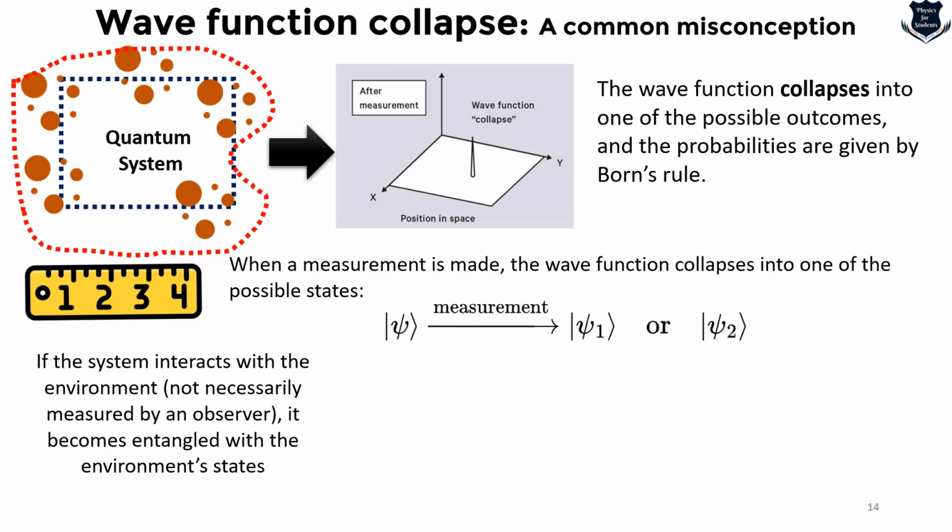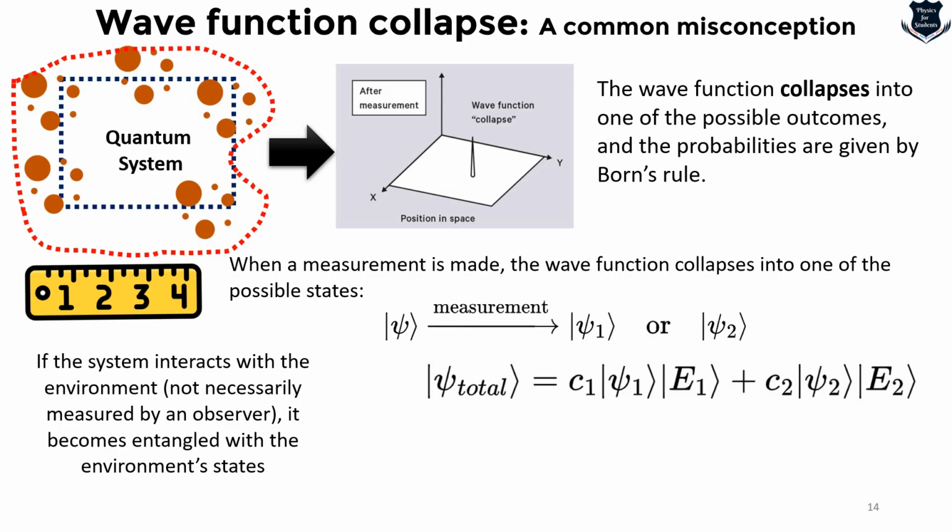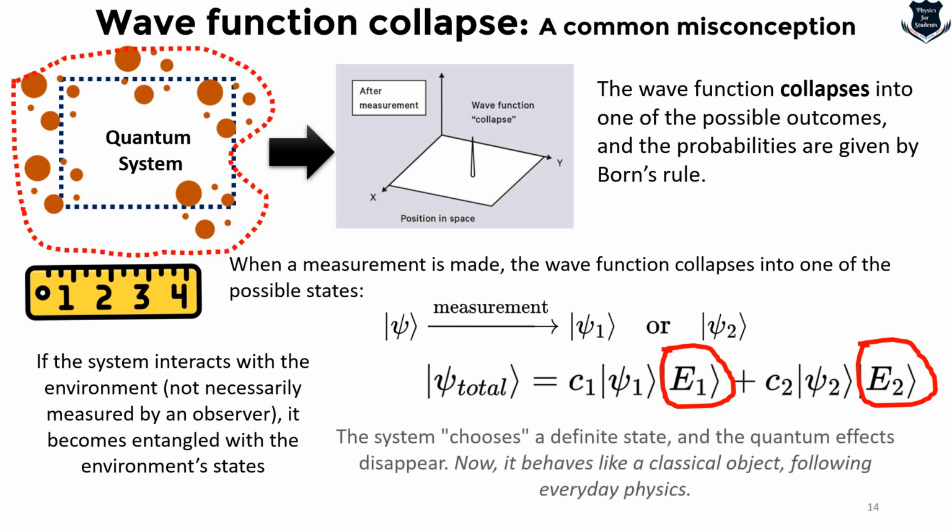And if the system interacts with the environment, not exactly measured by the observer, it becomes entangled with the environment, which is mathematically shown as this, and these are environment states E1 and E2. So what happens essentially is that the system chooses a definite state, the quantum effects disappear, and now it behaves like a classical object following everyday physics. So before measurement, quantum superposition exists. Measurement or decoherence destroys superposition and causes the system to take a definite state, and mathematically this is described using projection operators and the density matrix formulation, which we are skipping for this part of the video.